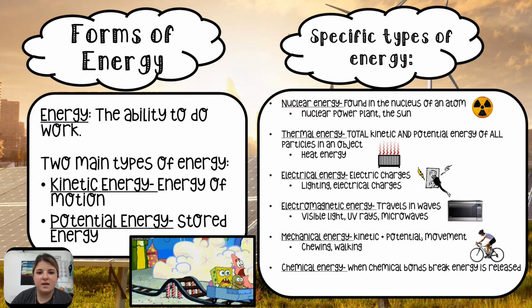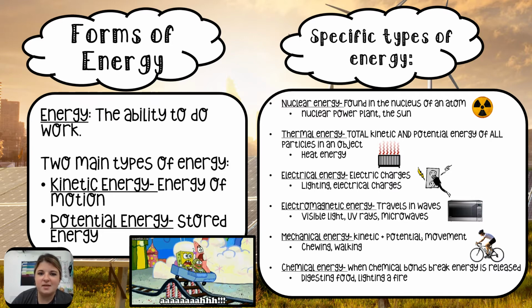Chemical energy is when chemical bonds within an object break. The easiest example of this to think of is when you digest your food. Your body is breaking down the bonds in the food that you ate and giving you energy, and that energy is chemical energy. This is also found when you light a fire. When you strike a match, that's breaking bonds in the match head, which is releasing chemical energy.